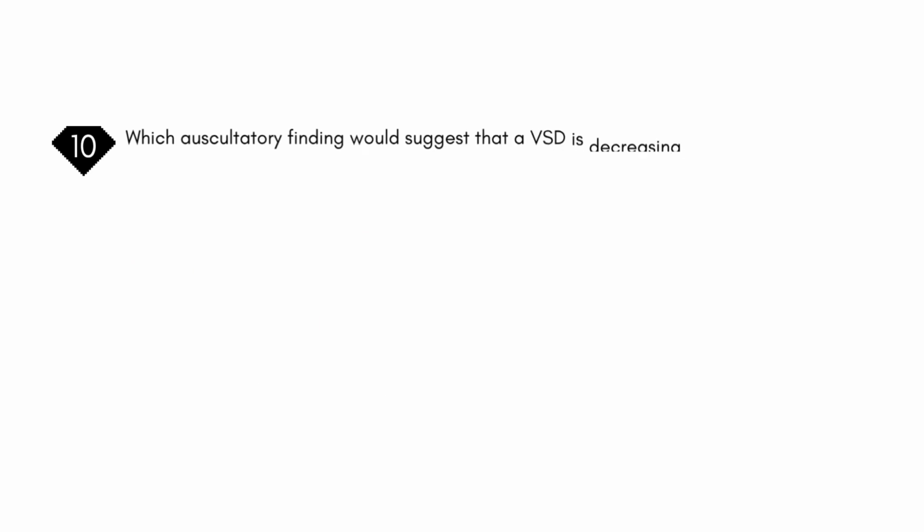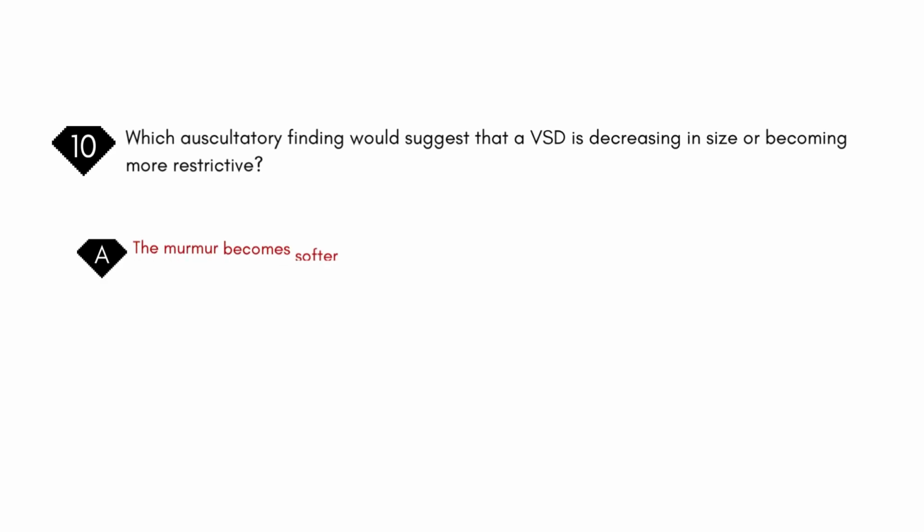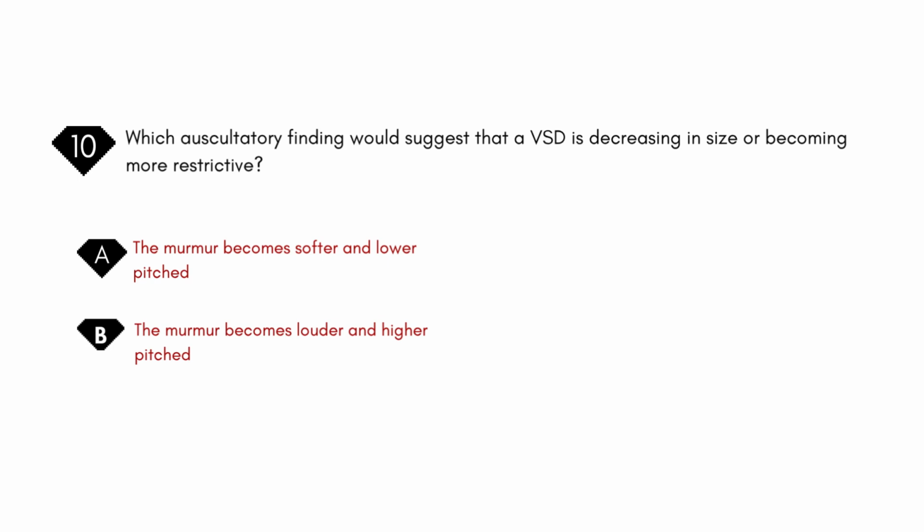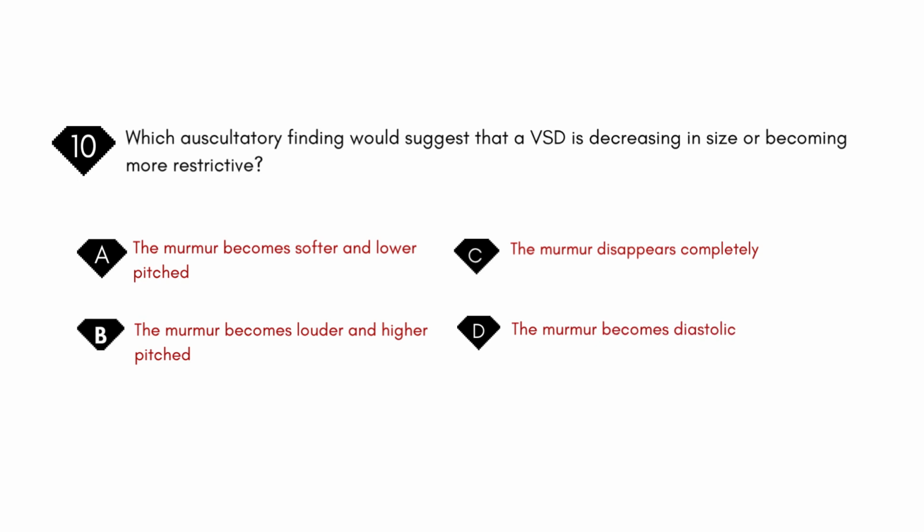Which auscultatory finding would suggest that a VSD is decreasing in size or becoming more restrictive? A. The murmur becomes softer and lower pitched. B. The murmur becomes louder and higher pitched. C. The murmur disappears completely. D. The murmur becomes diastolic. Answer: B. The murmur becomes louder and higher pitched.